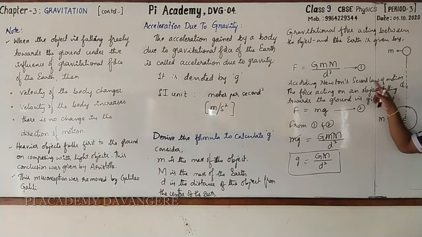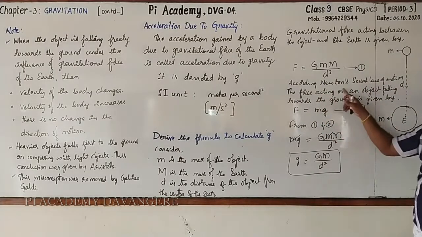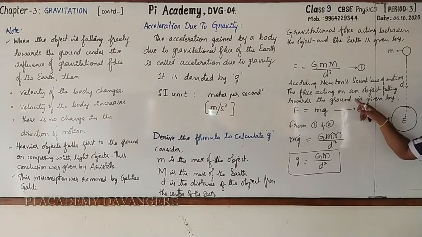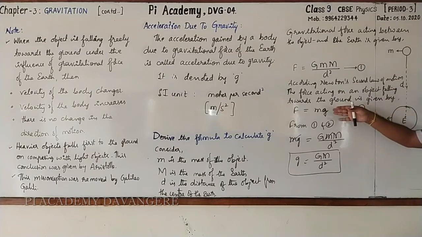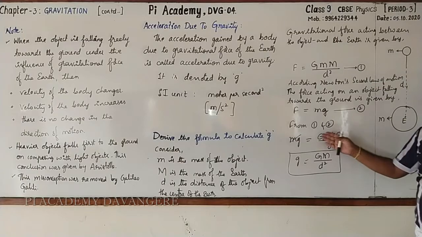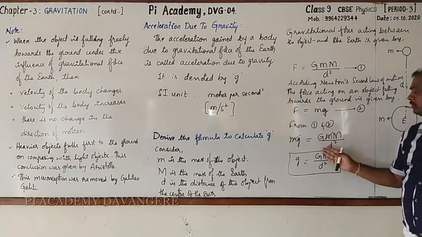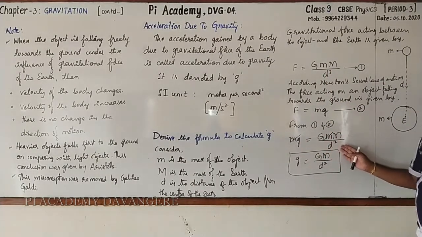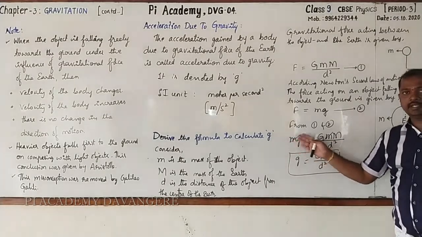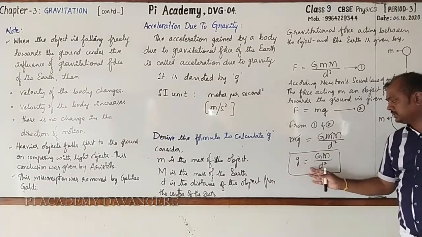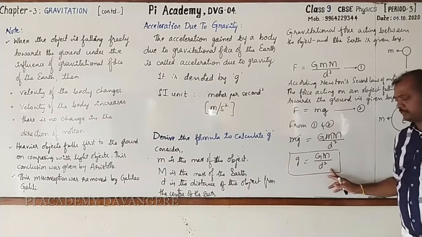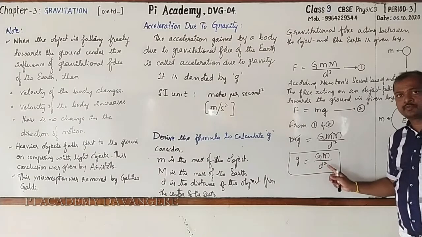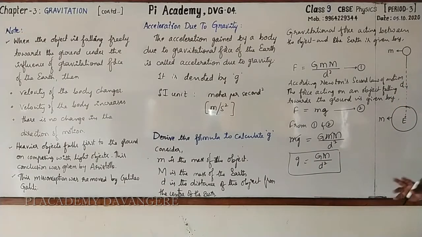Then according to Newton's second law of motion, the force acting on an object falling towards the ground is given by F = m g. Both are forces and they are equal to these two different things. Hence, from 1 and 2, we can write m g = G m M / d². The mass of the object on either side gets cancelled. Remaining g = G M / d². This is the formula used to find acceleration due to gravity.